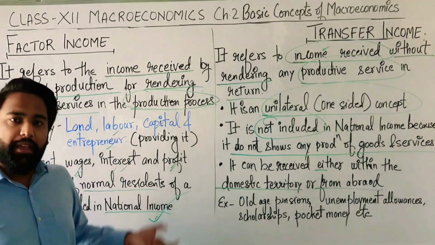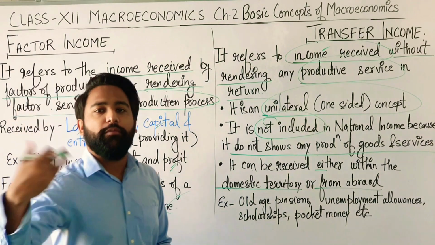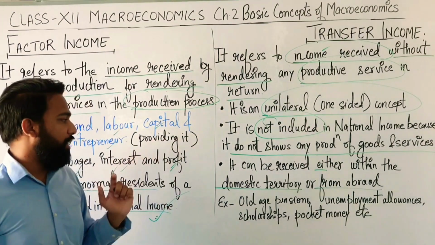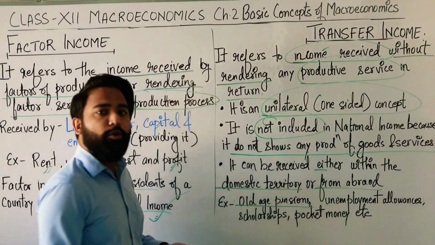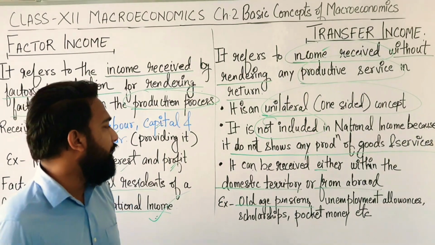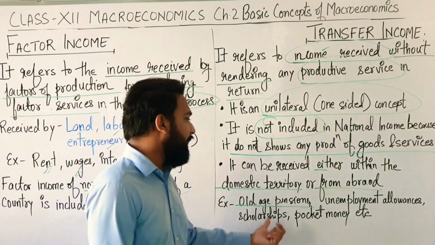Now, it can be received either within the domestic territory or from abroad. This transfer income can be received from our country, from the domestic territory, or from abroad. From both the areas we can have the transfer income. Now, what are the examples? The old age pension. You know what is old age pension? The older people who get the pension after they retire. So they do not invest anything in the production process, but still they get some money.